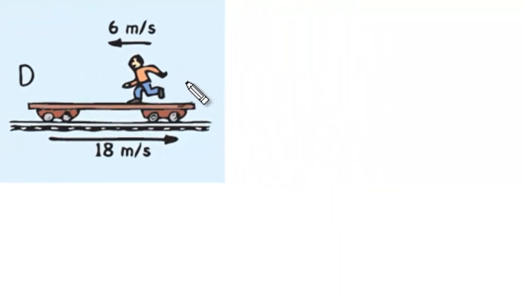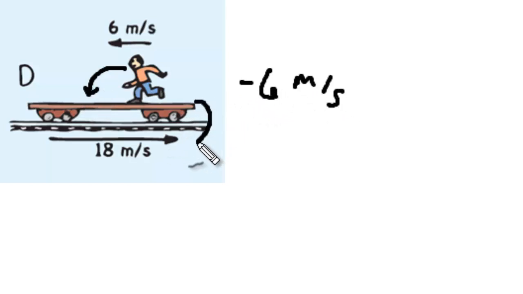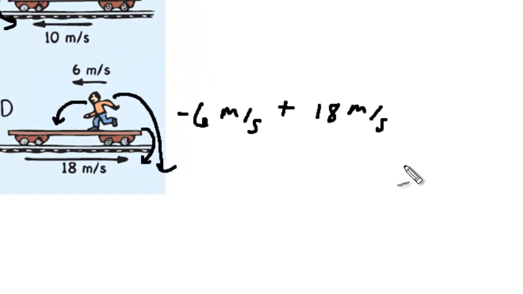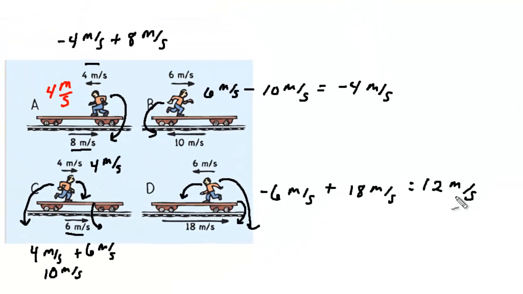Finally, let's do case D. The gentleman's speed relative to the railroad car is a negative 6 meters per second. The railroad car's speed relative to the ground is a positive 18 meters per second. So the gentleman's speed relative to the ground is equal to a positive 12 meters per second. Starting to get the idea now?